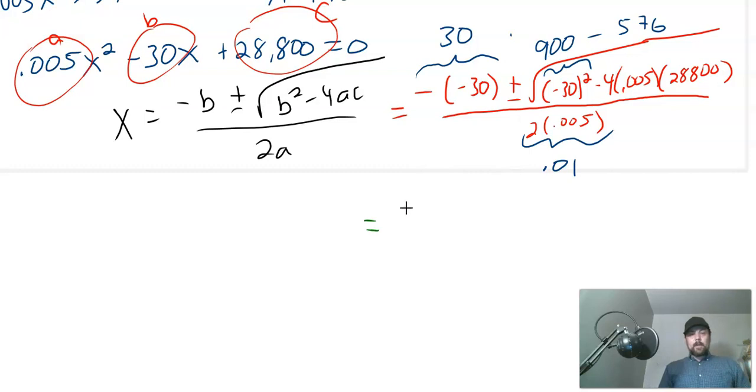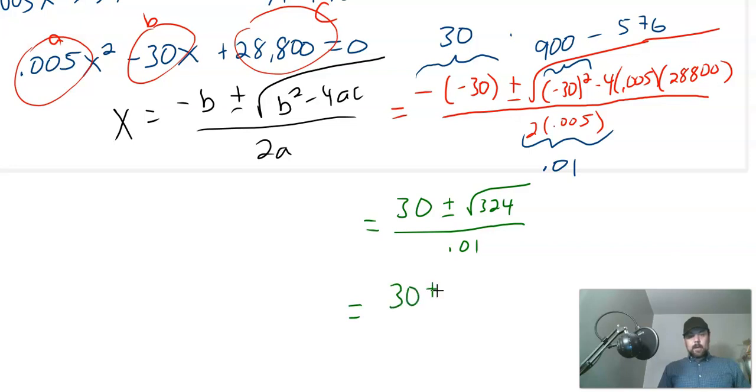So what we end up with is 30 plus or minus the square root. Again, I should be able to do this in my head, but 900 minus 576, 324 over 0.01, which is going to give me 30 plus or minus. Now, if my intuition was correct and this would have been factorable because we're going to get nice answers, this square root should work out nice. And I feel like I know this one.